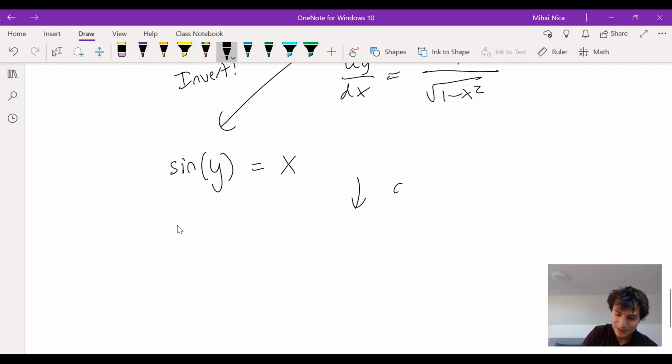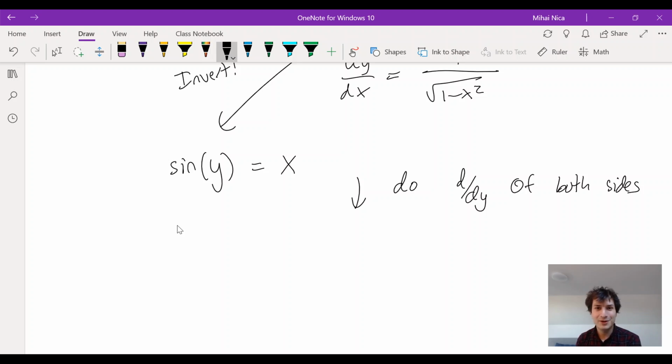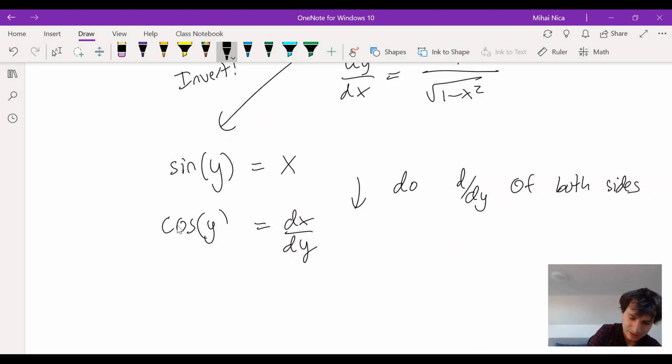I'm going to do d dy of both sides. And if you do d dy of both sides, what do you get? One side is dx dy. The other side is the derivative of sine. The derivative of sine is cosine. So dx dy equals cosine of y.